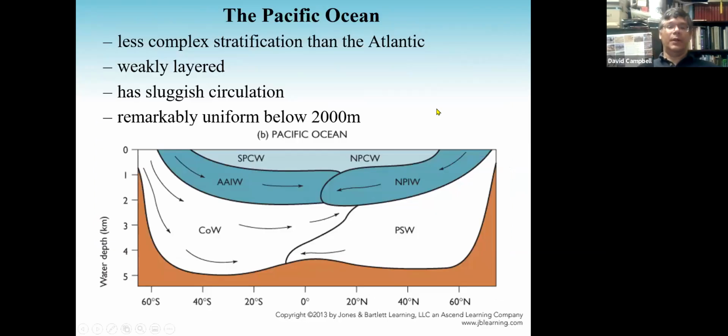The Pacific is somewhat less complicated. We basically just have one intermediate and one deep set of colder water underneath the surface. One to the north, I'm sorry, over here to the right is the north, one to the south, both intermediate and deep levels. The Pacific's kind of the end of the line for the deep circulation, so it tends to be somewhat slower circulation.